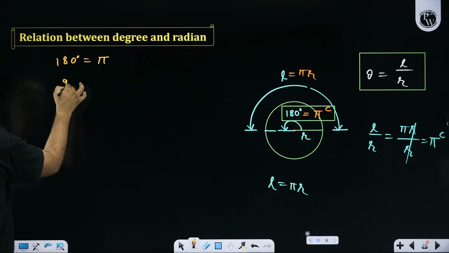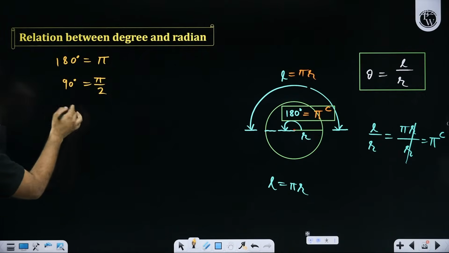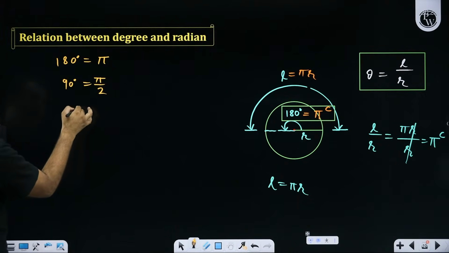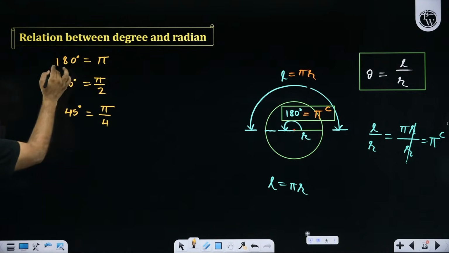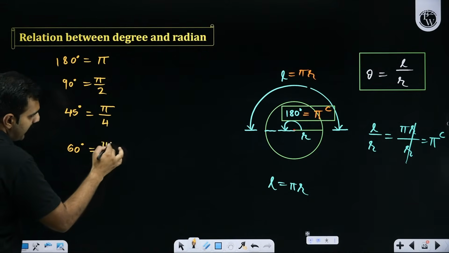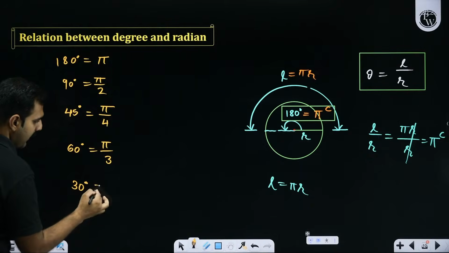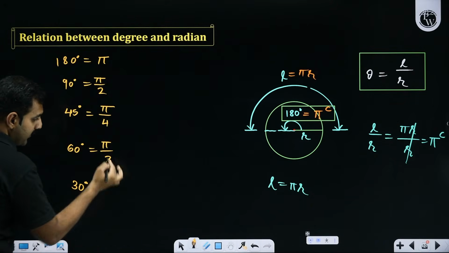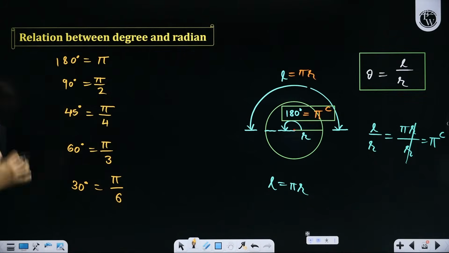Half of 180 is 90. So half of pi is pi by 2. Half of 90 is clearly 45. Half of pi by 2 is pi by 4. Yes or no? 1/3 of 180 is 60. 1/3 of pi is pi by 3. Half of 60 is 30. And half of pi by 3 is pi by 6. These are some standard angles which you should be aware of.